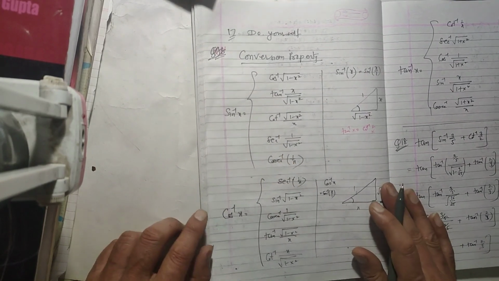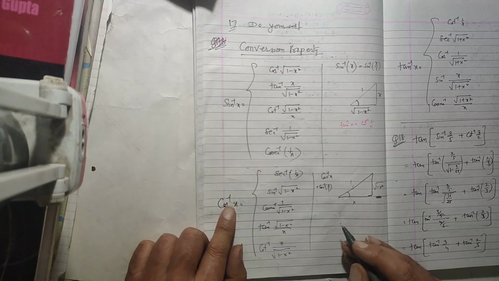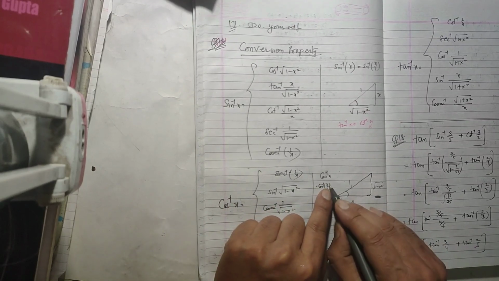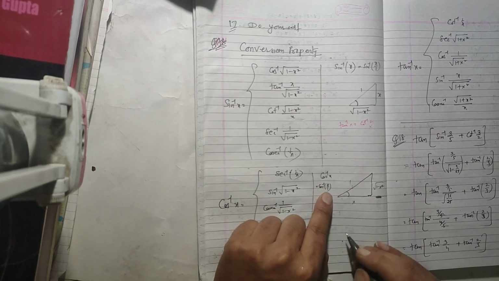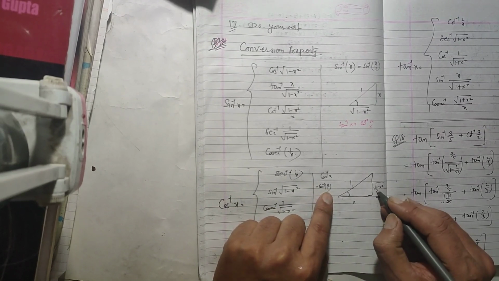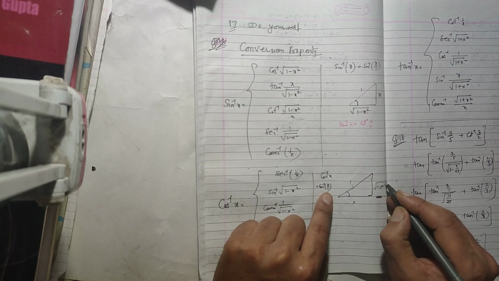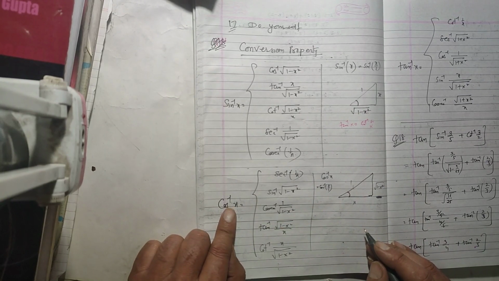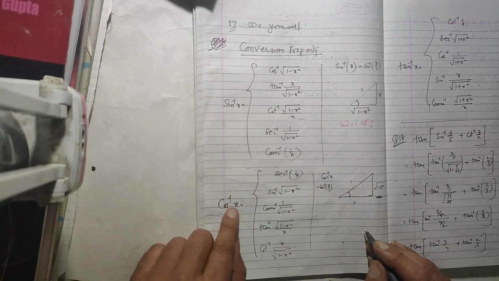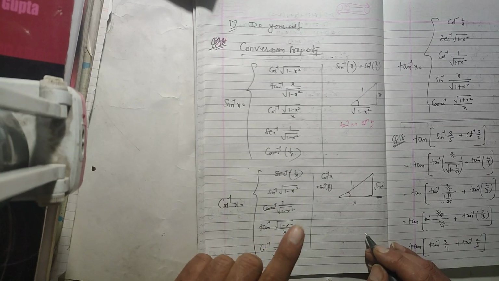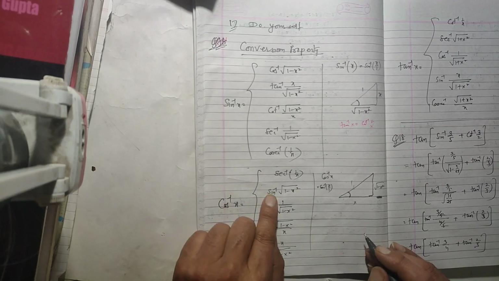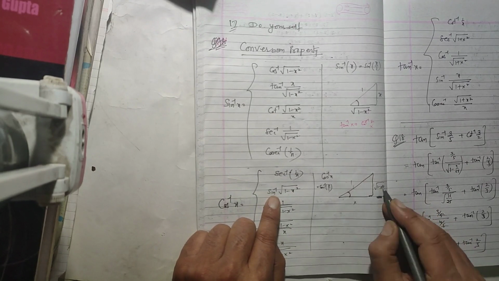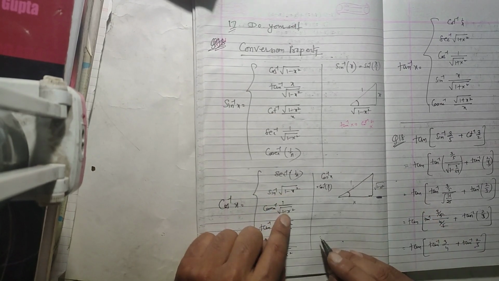Now come to the cosine inverse x. Cosine inverse x can be written as cosine inverse of x over 1. Here x is the base and 1 is the hypotenuse. So by Pythagoras theorem the perpendicular should be root of 1 minus x square. Therefore cosine can be written in terms of secant as the reciprocal of x. To write the cosine in terms of sine, sine inverse is perpendicular over hypotenuse, that is root of 1 minus x square.